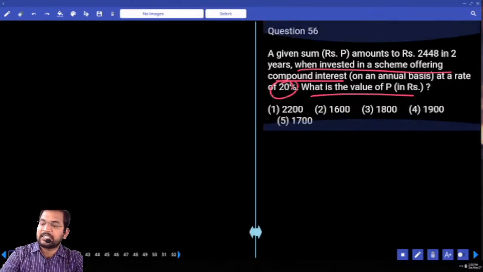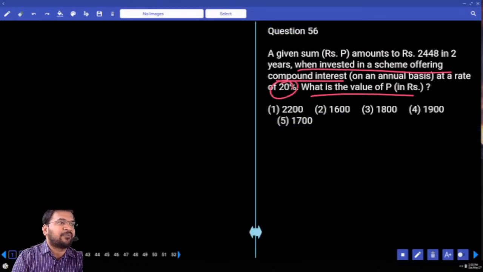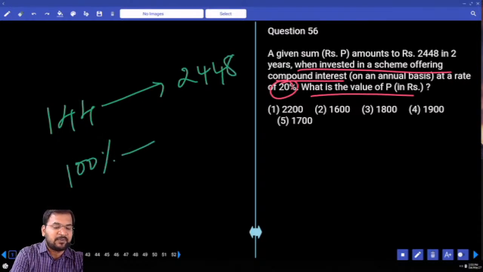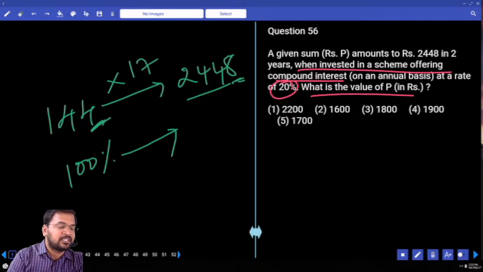20% interest for 2 years is 44%. So principal is 100, interest is 44, amount is 144 parts, which is 2,448. Then we need 100%, the principal. Here 4 is there, here 8 is there. 144 goes into 2,448 how many times? 17 times. 17 times of 100 is 1700.